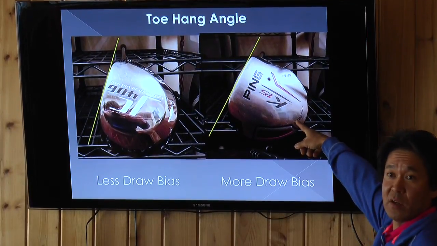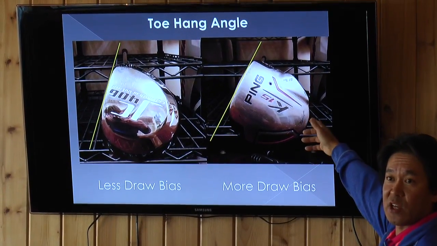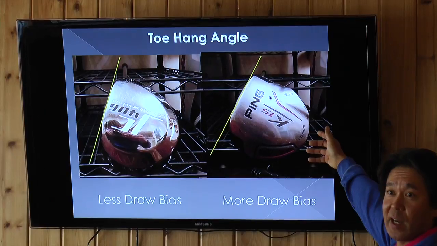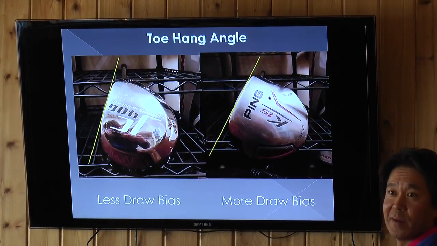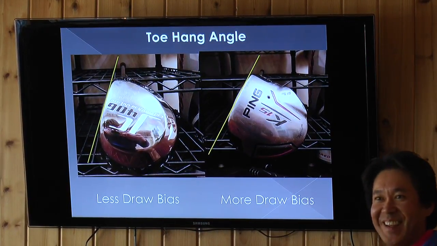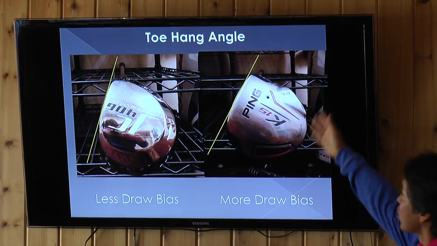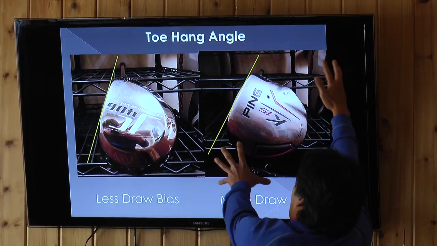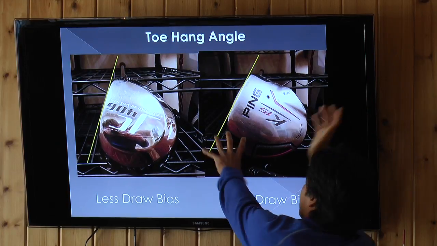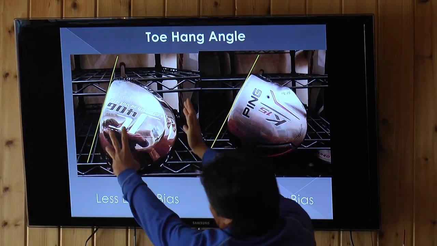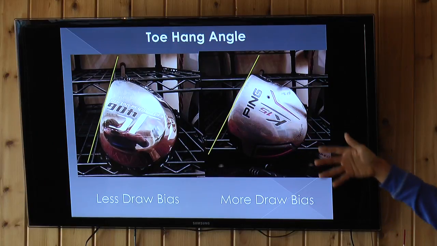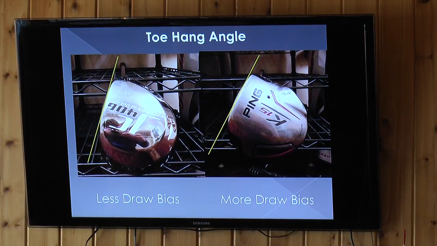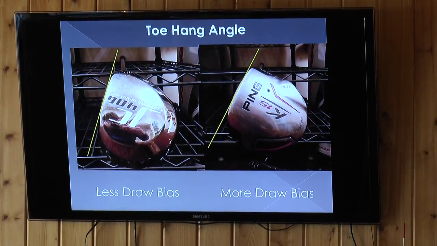Ping K15. Any of you have success with that driver? Yeah. Right? Why? What did it do? Big old weight in the heel. Right? It's really good. Look how much angle there is to that. That's because the weight's over there. That driver right there hangs more toe down. So that's going to play more fade bias. The one that's got more angle to it, it's going to play a lot more draw bias. That's where the mass is in the head.